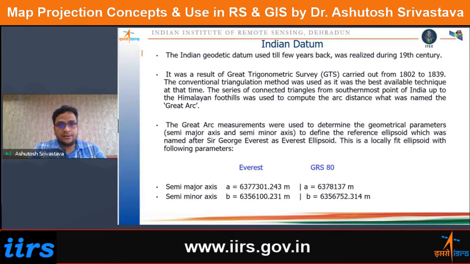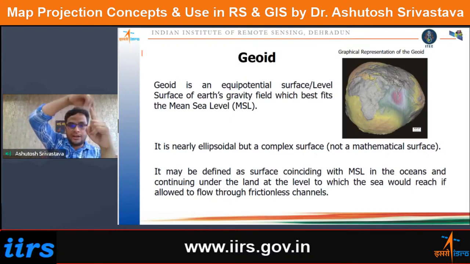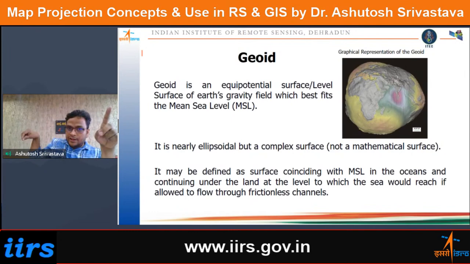Similarly, so this was all about the ellipsoid. Now in this ellipsoid, what we do is derive many parameters, like the axis of rotation, from where it will pass, and the x-axis, from where it will pass.